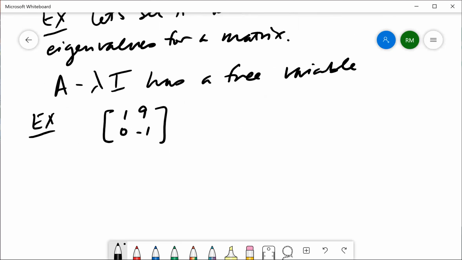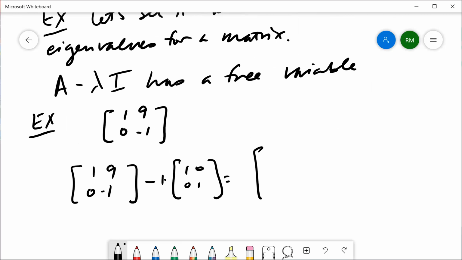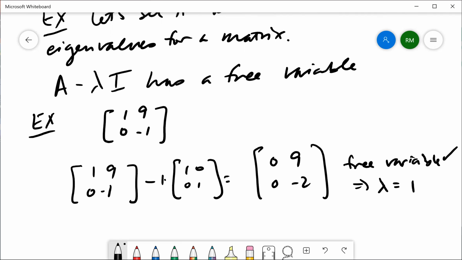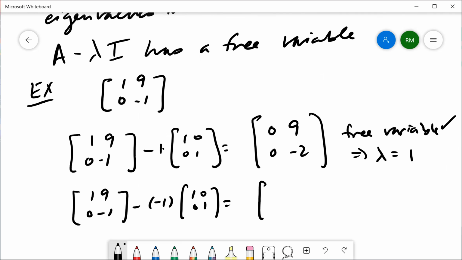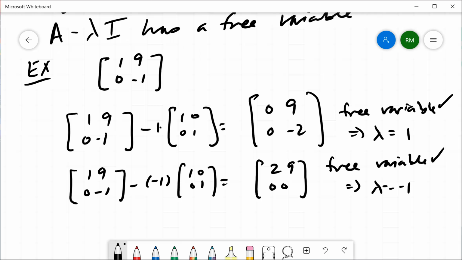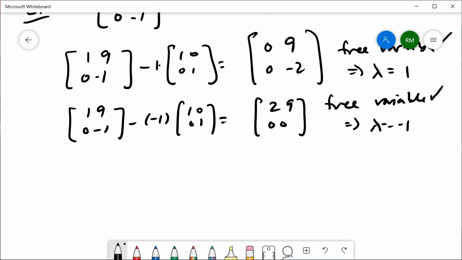So I notice that if I subtract 1 times the identity, I get 0, 9, 0, negative 2. This has a free variable. Therefore, this tells us lambda equals 1 is a possible eigenvalue. And if I subtract off negative 1 times the identity, I get 2, 9, 0, 0. This also has a free variable. So this tells us that lambda equals negative 1 is an eigenvalue. Those are the eigenvalues of that matrix.